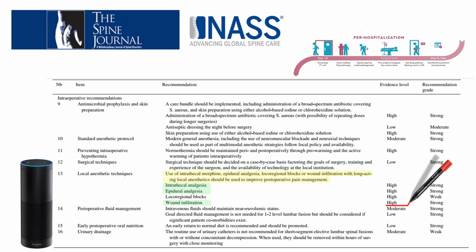Use of intrathecal morphine, epidural analgesia, local regional blocks or wound infiltration with long-acting local anesthetics should be used to improve post-operative pain management. Only local regional blocks present weak grade of recommendation. Probably because we do not have any regional block that is adapted to the needs of this type of surgery.